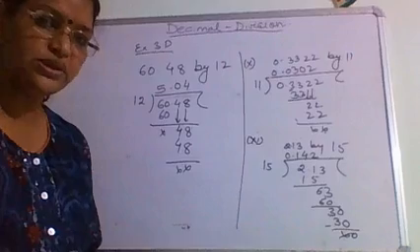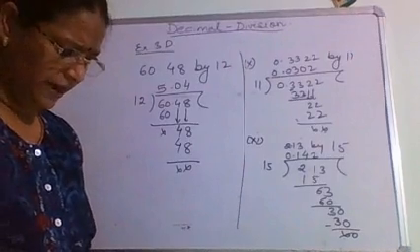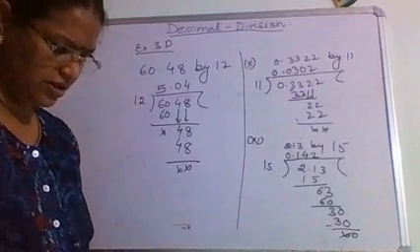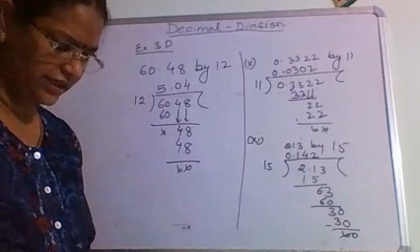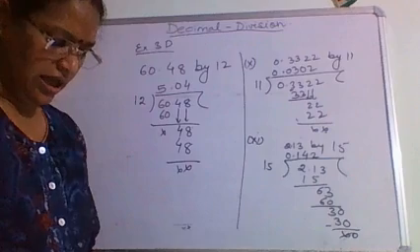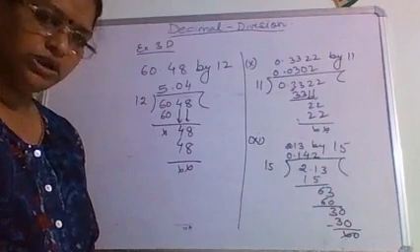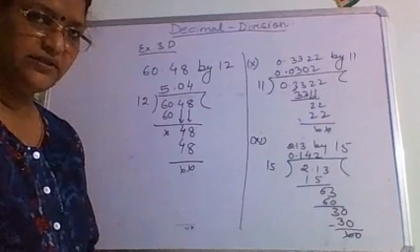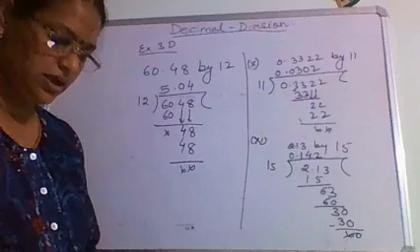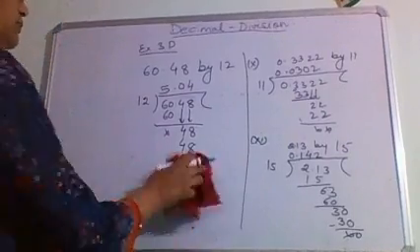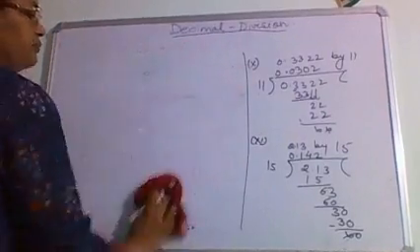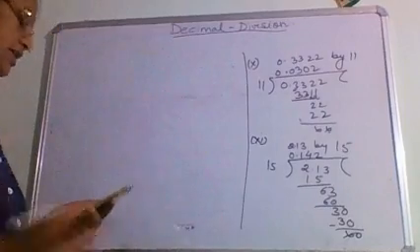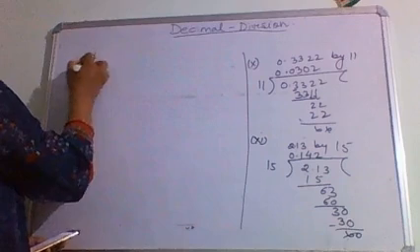Right, students? Apart from this, question number 6 is the same. You have to do it like this. And now question number 7, when you come to question number 7, how will you do this question? Question number 7 part 1.